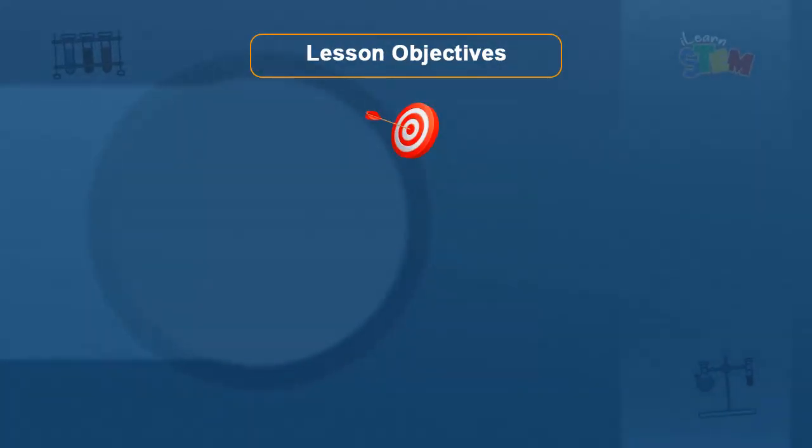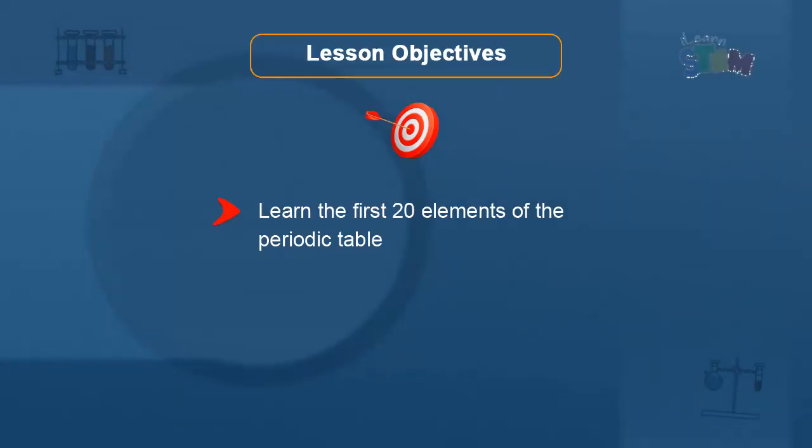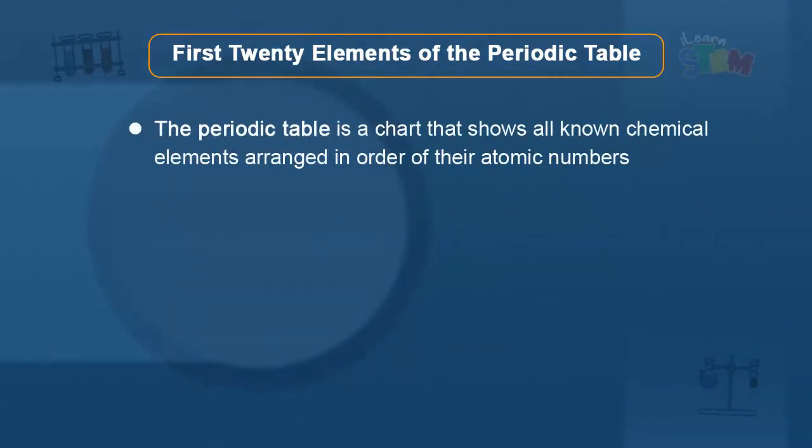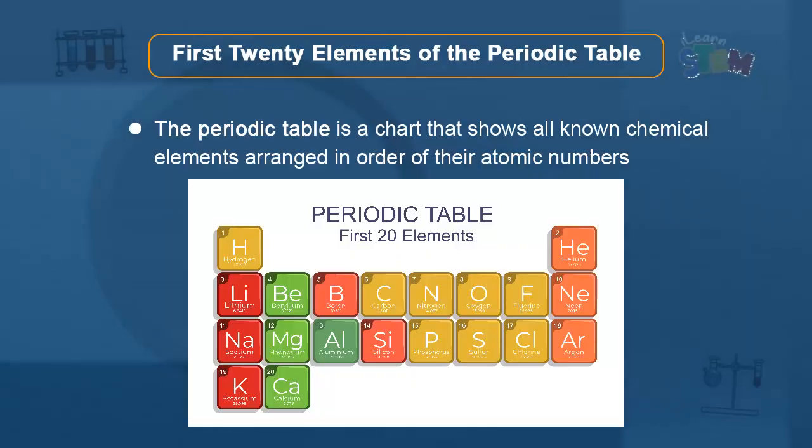Our lesson objective for today is to learn the first 20 elements of the periodic table and examine the electronic configuration of their atoms. The periodic table is a special chart that shows all chemical elements. In this class, we will study only the first 20 elements.